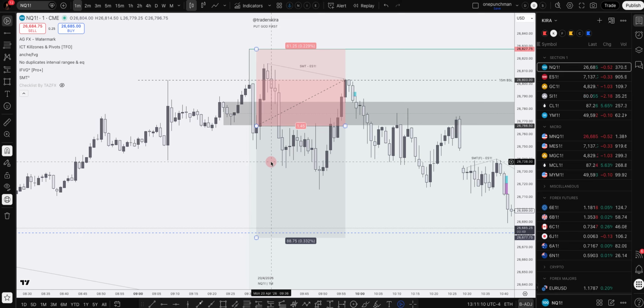So I'm just showing you the unicorn here, but I just want to explain that what I had said earlier in my bias was like we need to see what the H4 does. And the only way we're going to know what the H4 does is to wait for it to close. So what does that mean? Well, one of two things. You can risk the entry and take the trade, okay, and then hope for the best.